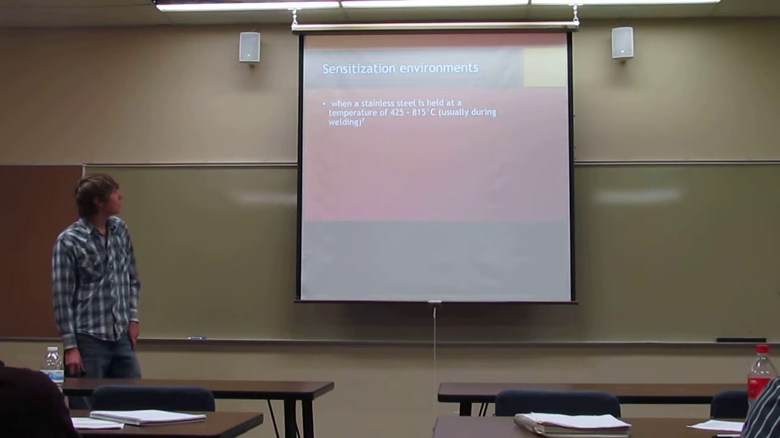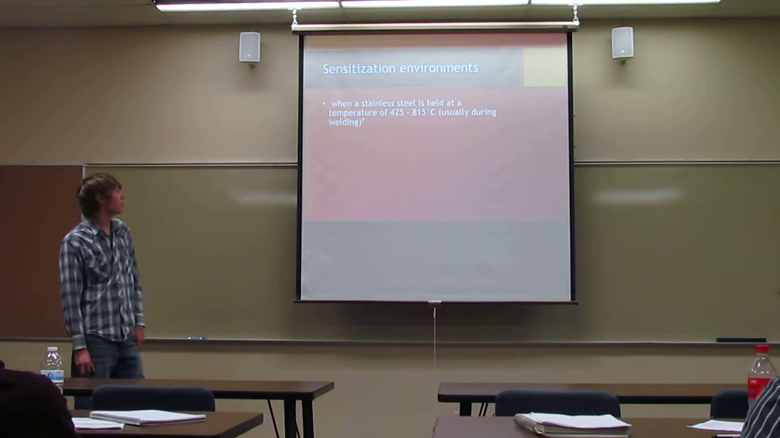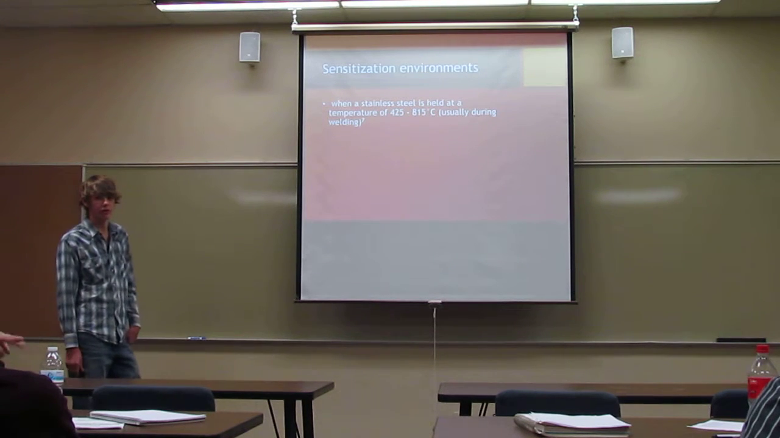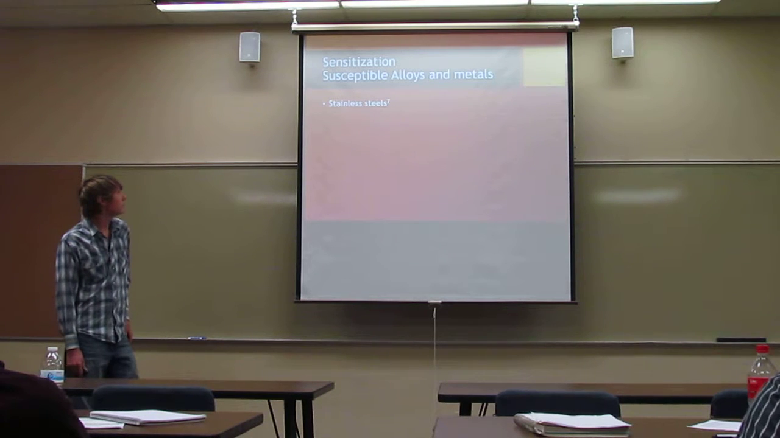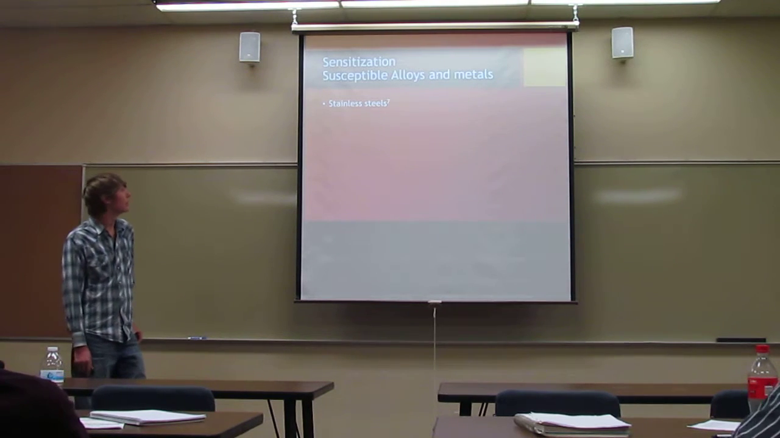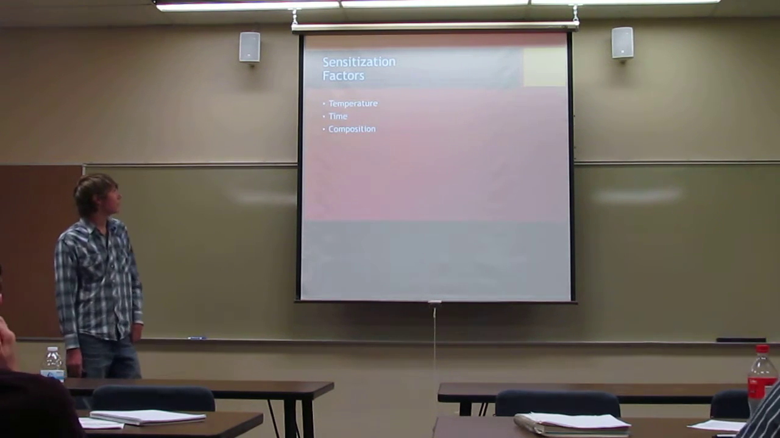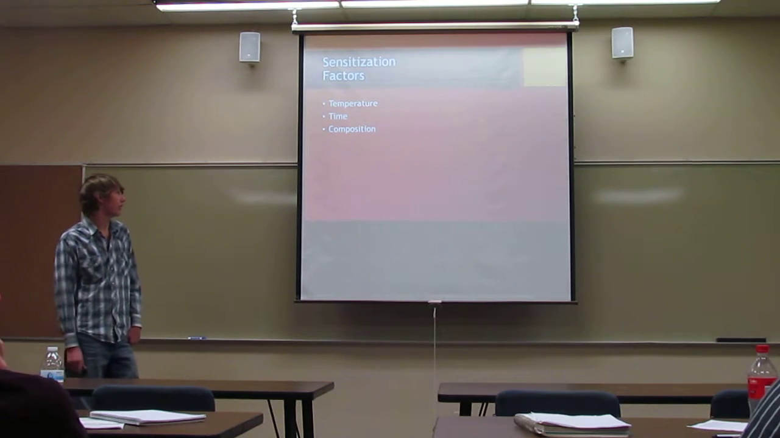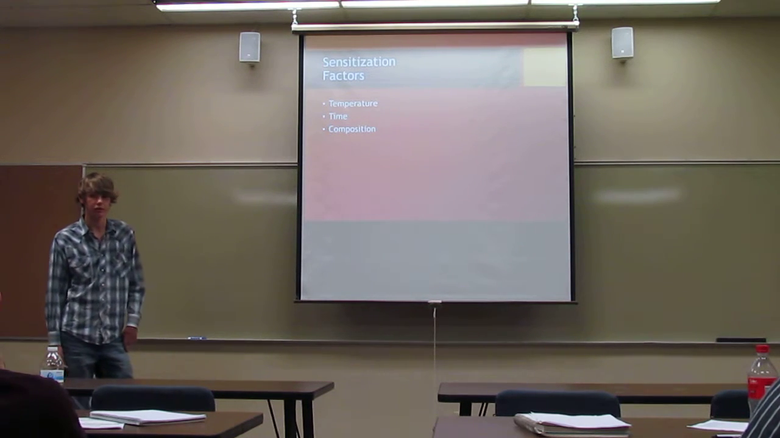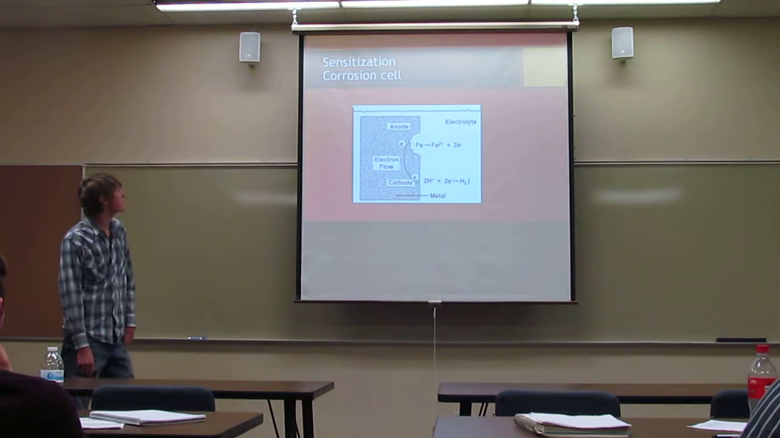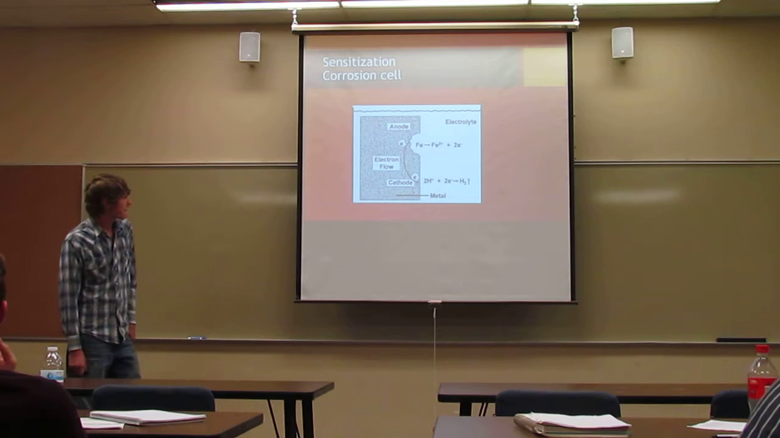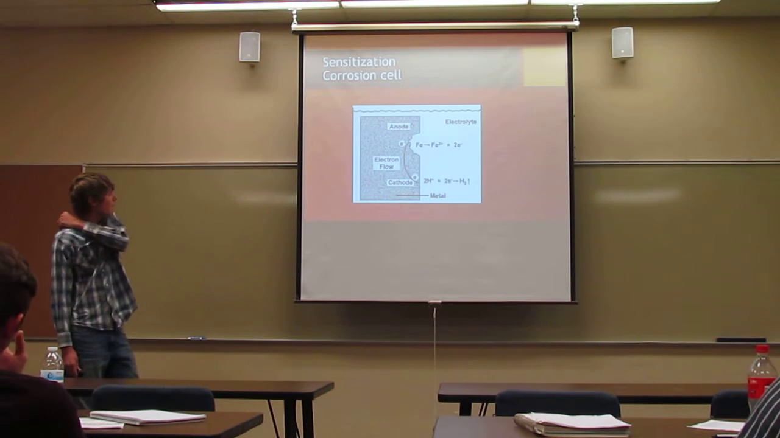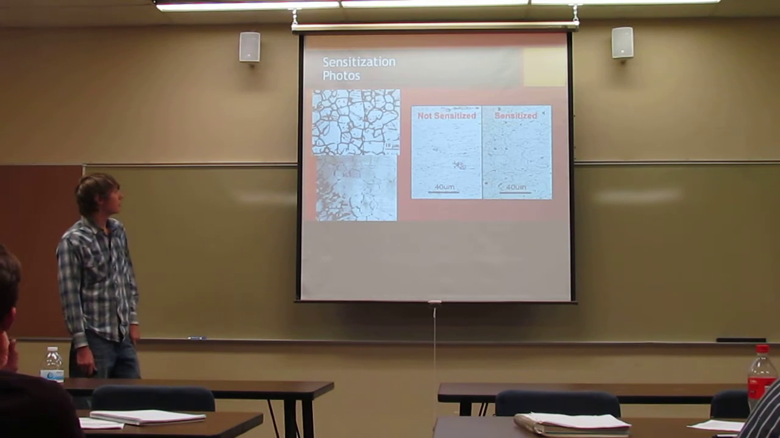Environments: when a stainless steel is held at a temperature between 425 and 815 degrees Celsius, so usually during welding. Susceptible alloys and metals are stainless steels. Factors: temperature, the time at which it is at that temperature, and the composition of the material. Here's a corrosion cell. Here are some photos.